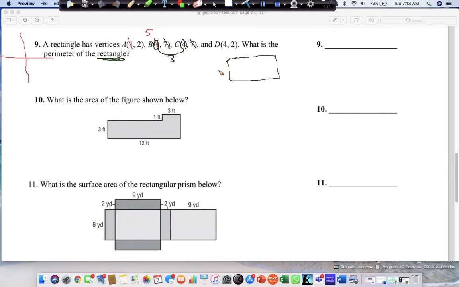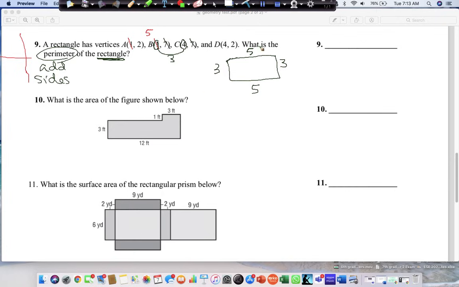Okay, so one side is 3, and then the other side is 5. So 3, 5, 3, 5, and then we are trying to find the perimeter, which means we are adding all of the sides together. Perimeter means to add all of the sides. Okay?